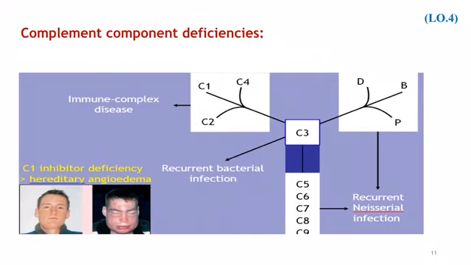Here, if there is a defect in all these components or one of these components, the membrane attack complex will not form on the cell membrane of the bacterial cell, so there will be no destruction of the bacterial cell. It can lead to recurrent Neisseria infection, bacterial infection in that case. In C1 inhibitor deficiency, if there is a deficiency in C1 inhibitor, angioedema will occur in those patients.